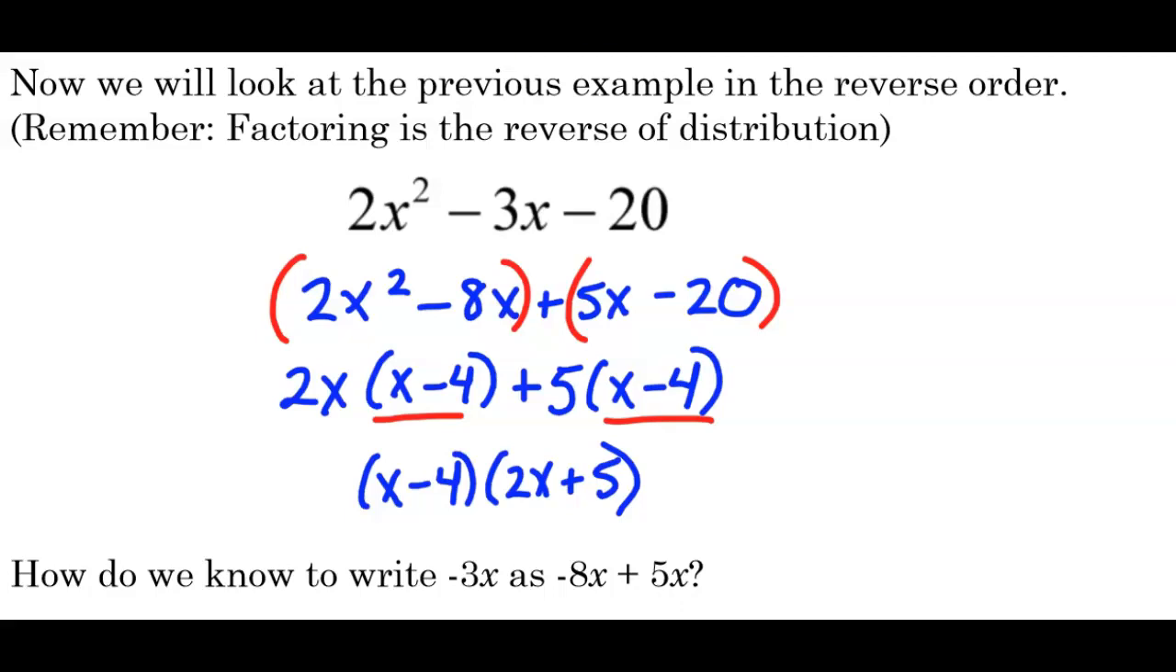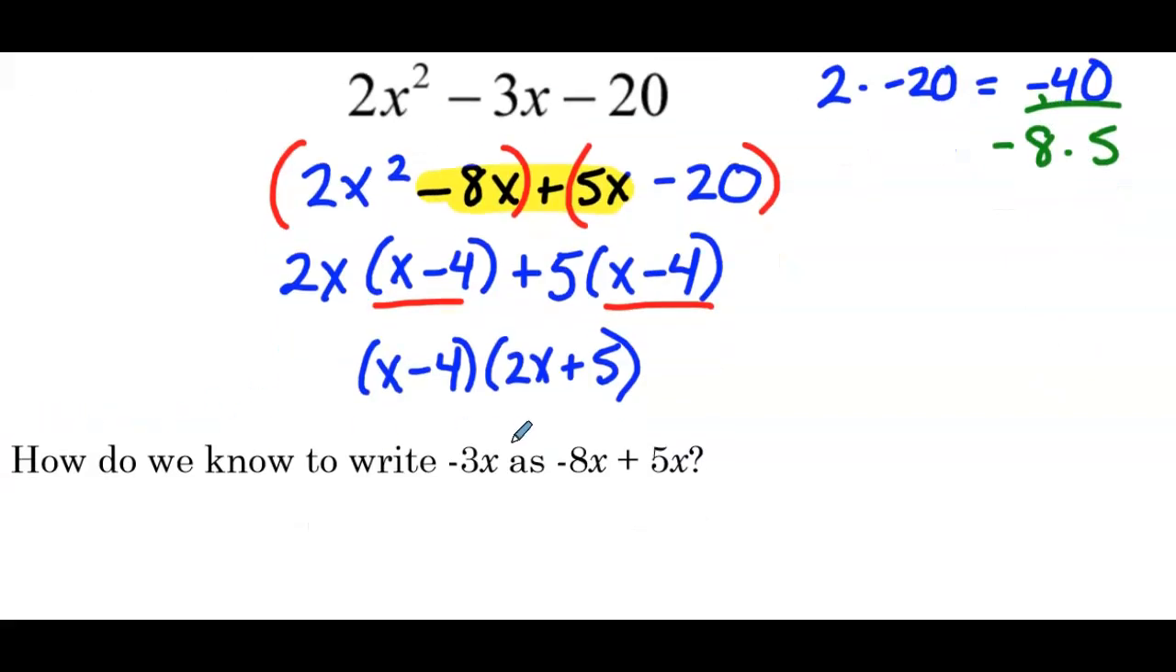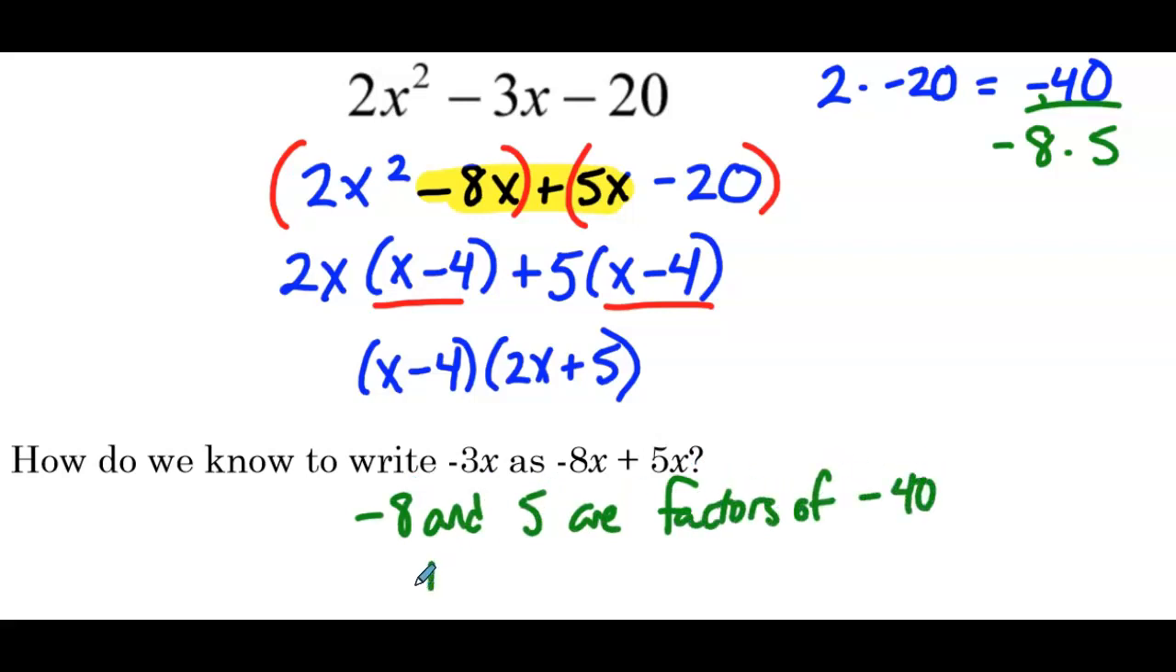So how did we figure out to replace negative 3x with negative 8x plus 5x? Well, if we take the product of 2 and negative 20, we would get negative 40. And one of the factor pairs of negative 40, without listing them all out, is going to be negative 8 times 5. Right? There's many more factor pairs, but that is the factor pair that adds up to negative 3x. Okay, so how did we know to write negative 3x as negative 8x plus 5x? So negative 8 and 5 are factors of negative 40 that sum to negative 3.